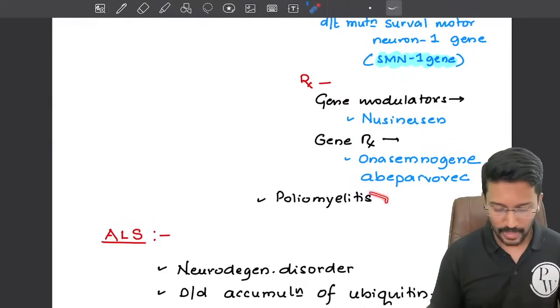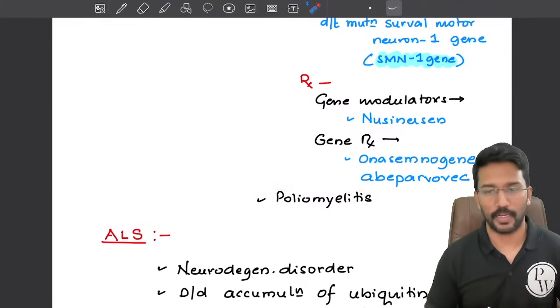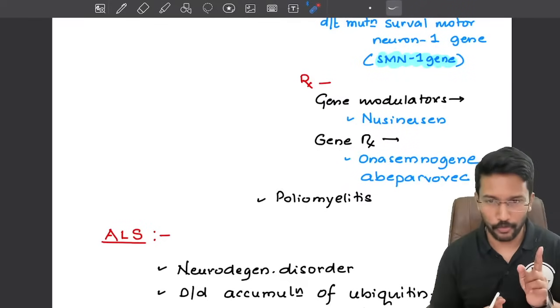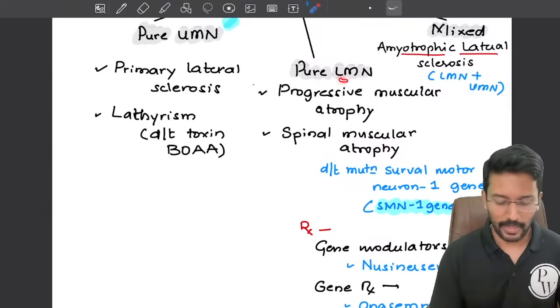Okay, and then the last example for a pure LMN is poliomyelitis. Anytime you see a patient with polio, you remember seeing them with very atrophic limbs, right? Atrophy is equal to LMN.